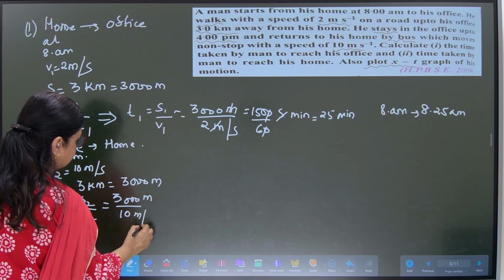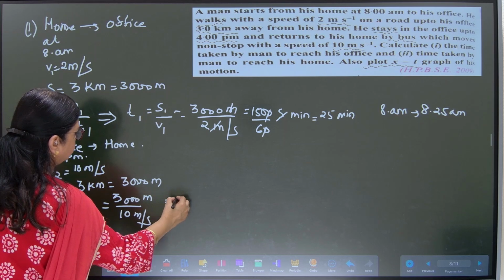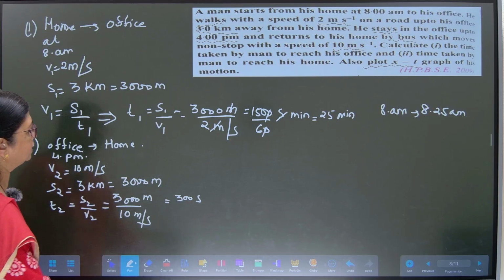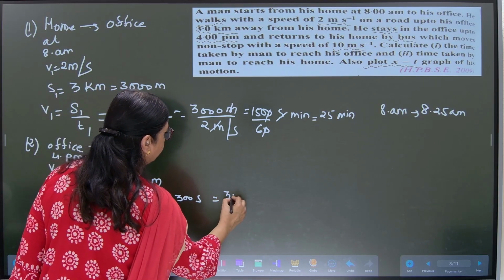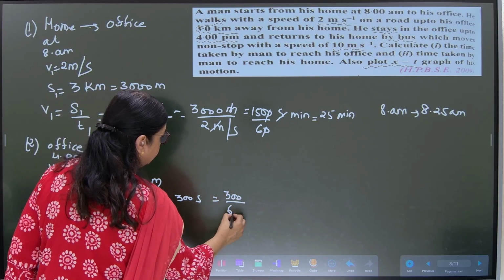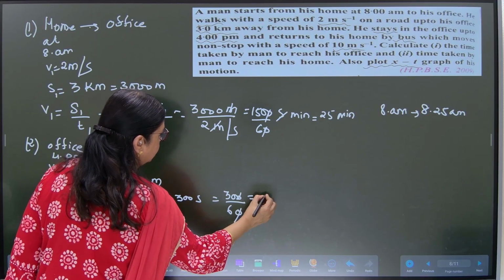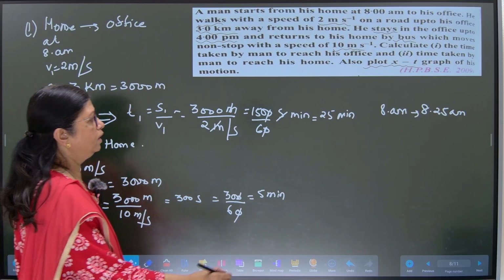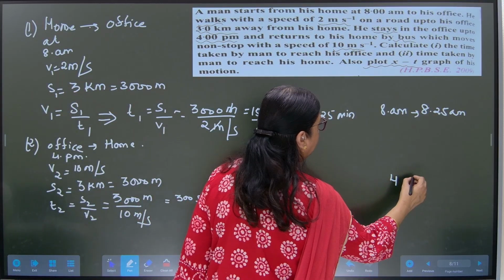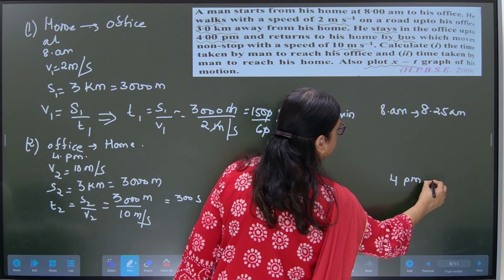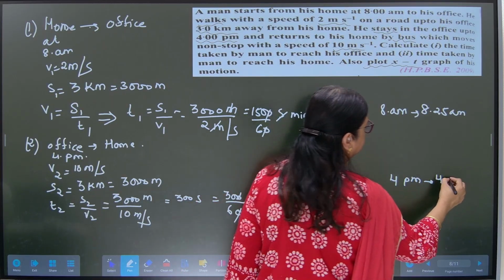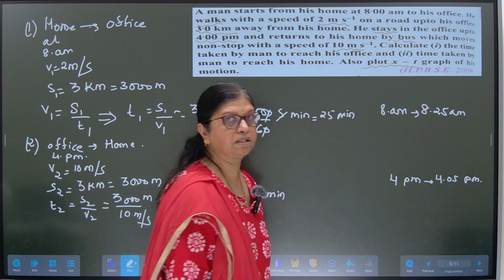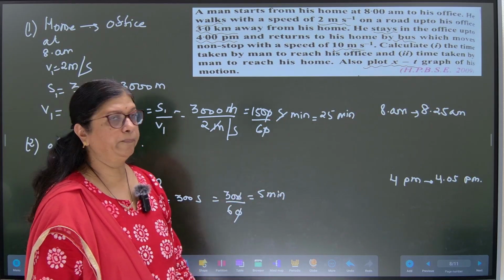meters per second. So my answer here is 300 seconds, which can be converted as 300 upon 60 minutes, that is 5 minutes. Agreed? So in the return journey, this person has started at 4 p.m. and reached at 4:05 p.m. That is, in 5 minutes this person has reached home.